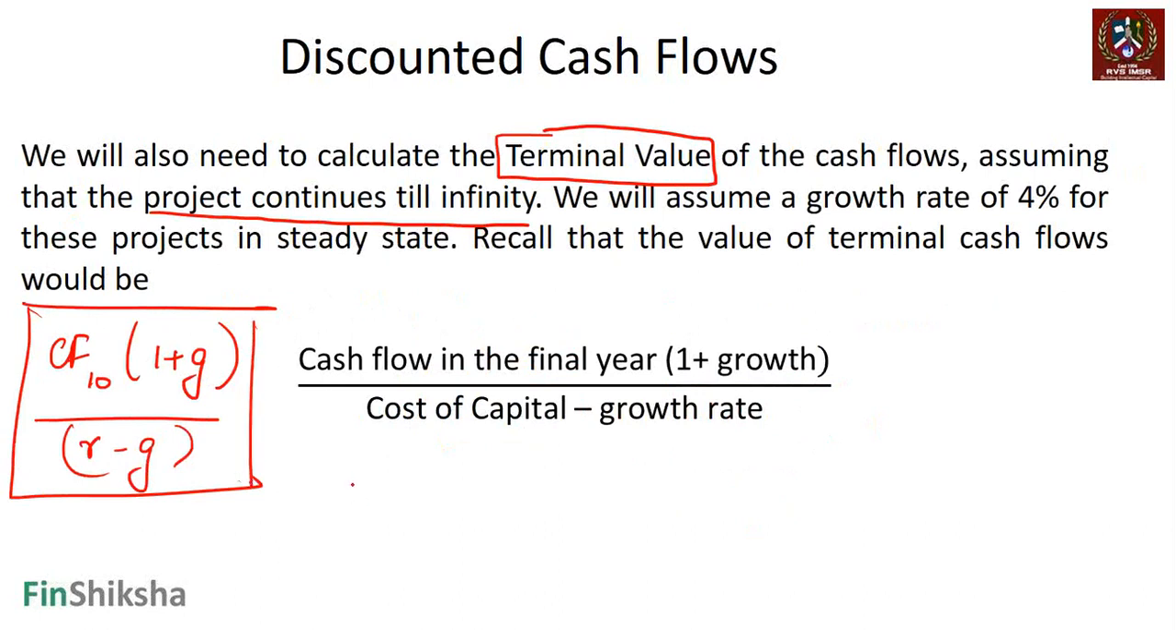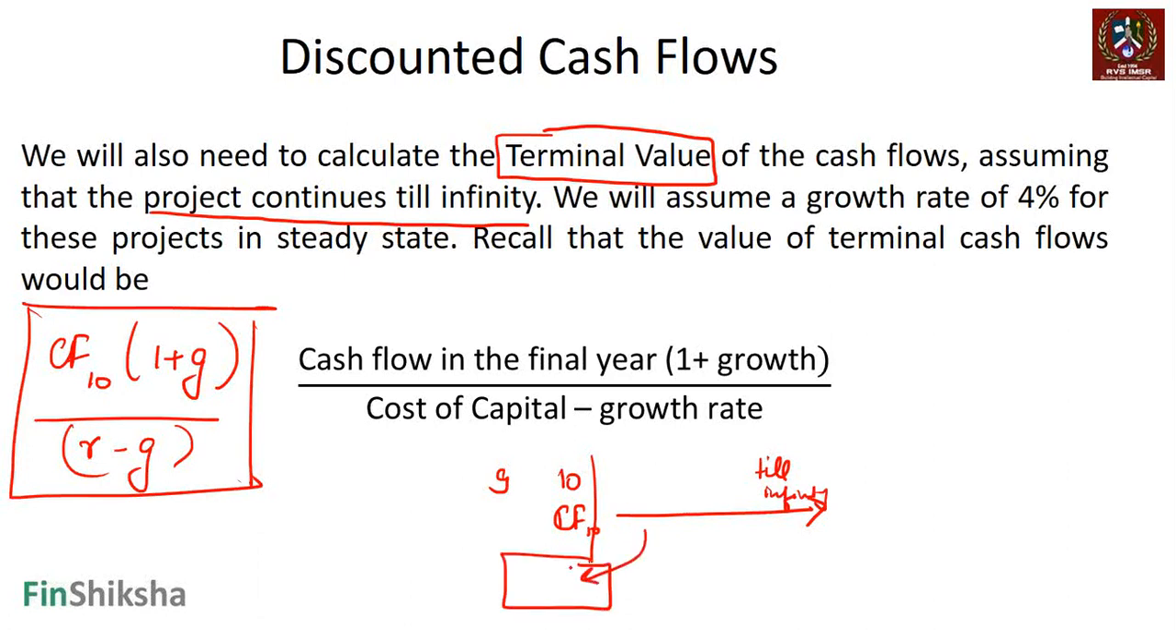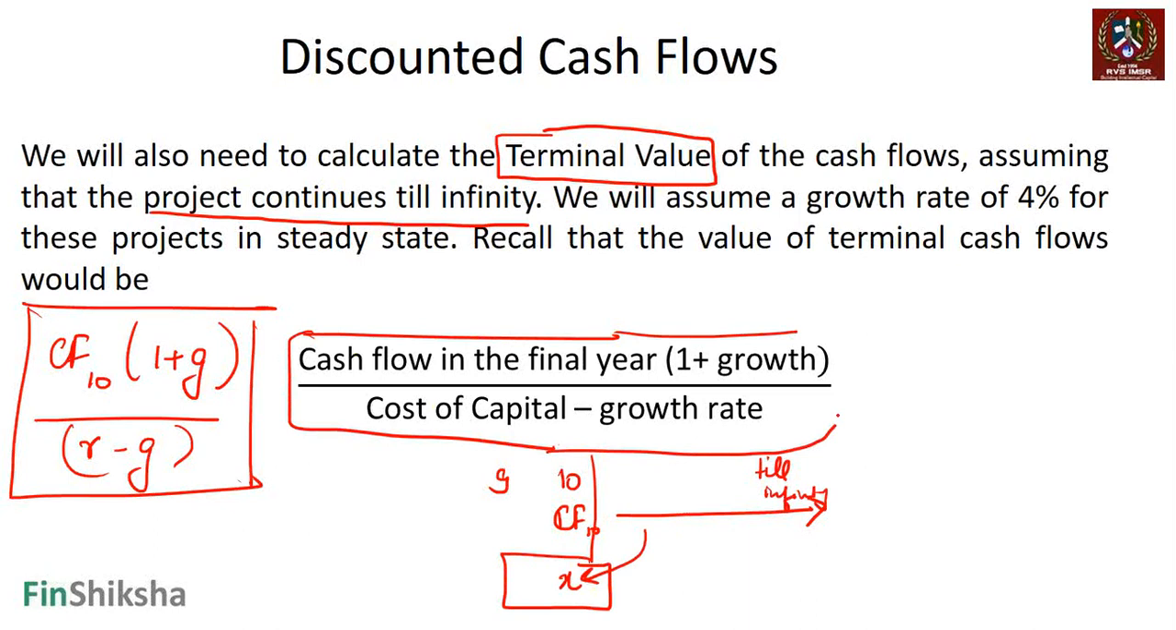This is the value of the cash flow. So if we are doing the evaluation in the 10th year and CF10 is the cash flow here, the value of all cash flows after this till infinity, when discounted back to this 10th year, so if I call this value X, this X is given by this formula, right? So we will have to assume a steady growth rate and work based on that.